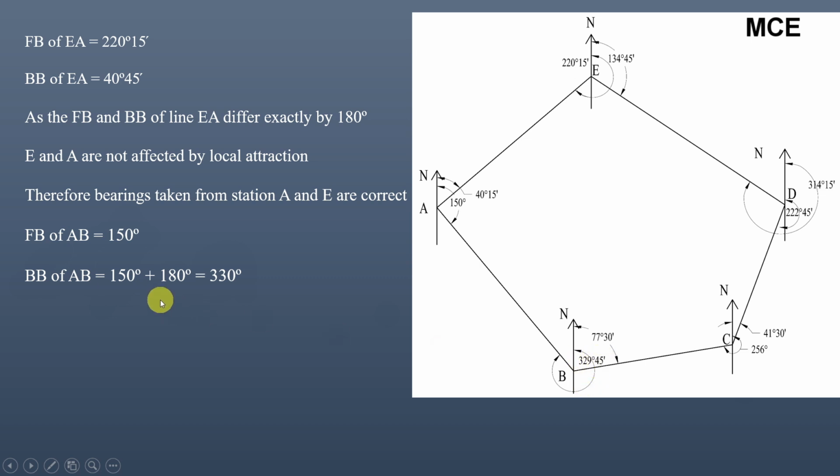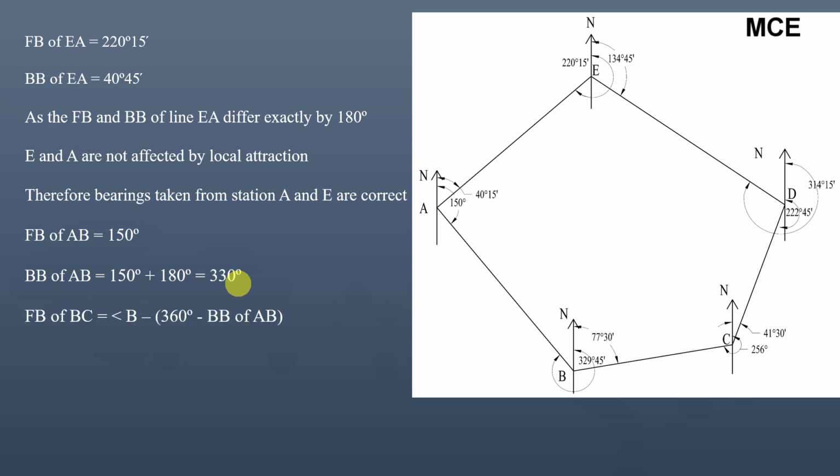It means there is local attraction present at station B. Its value can be calculated as the observed, which is 329 degrees 45 minutes, minus the correct or actual, which is 330 degrees. That will be the value of local attraction present at station B.